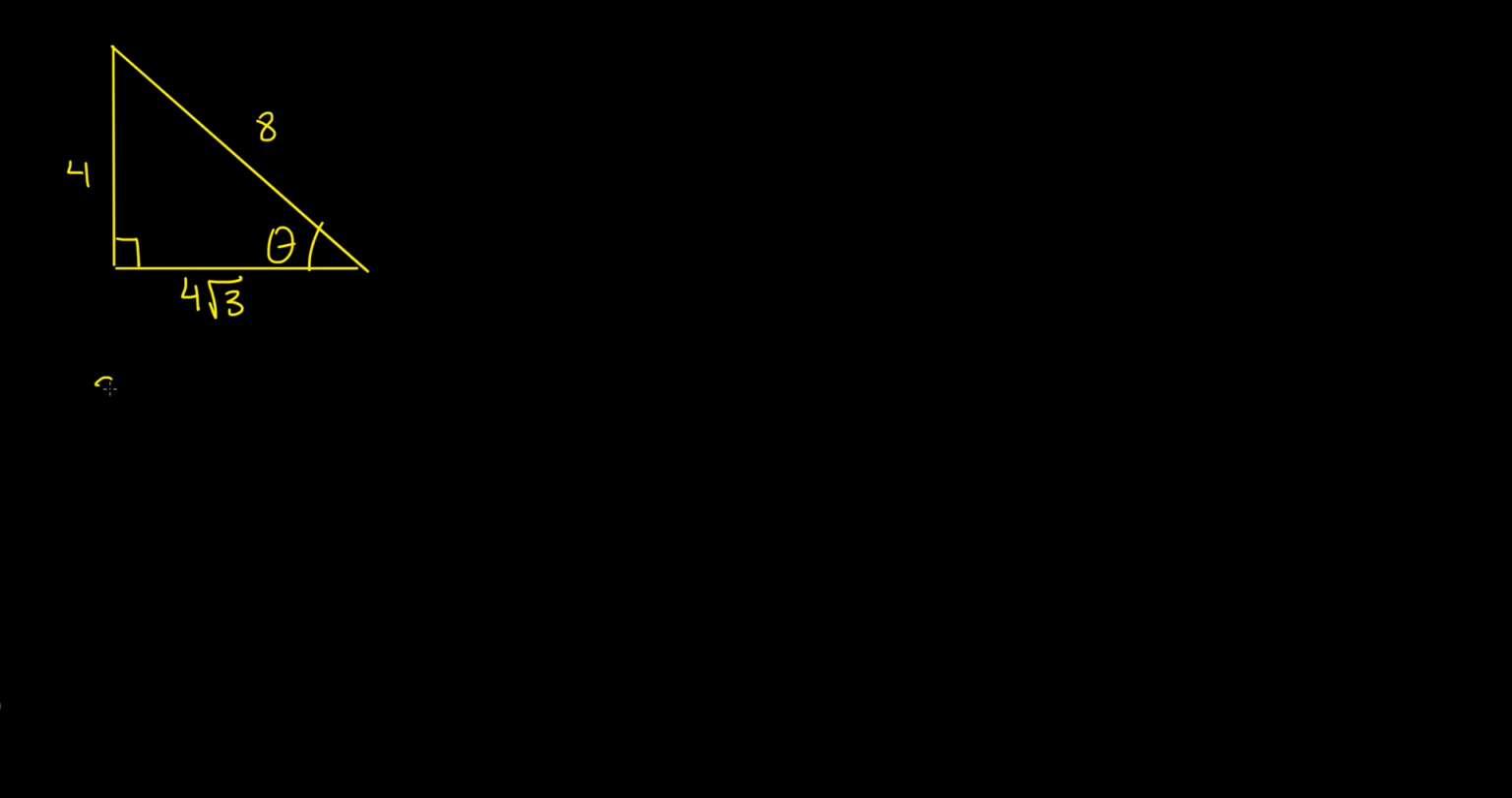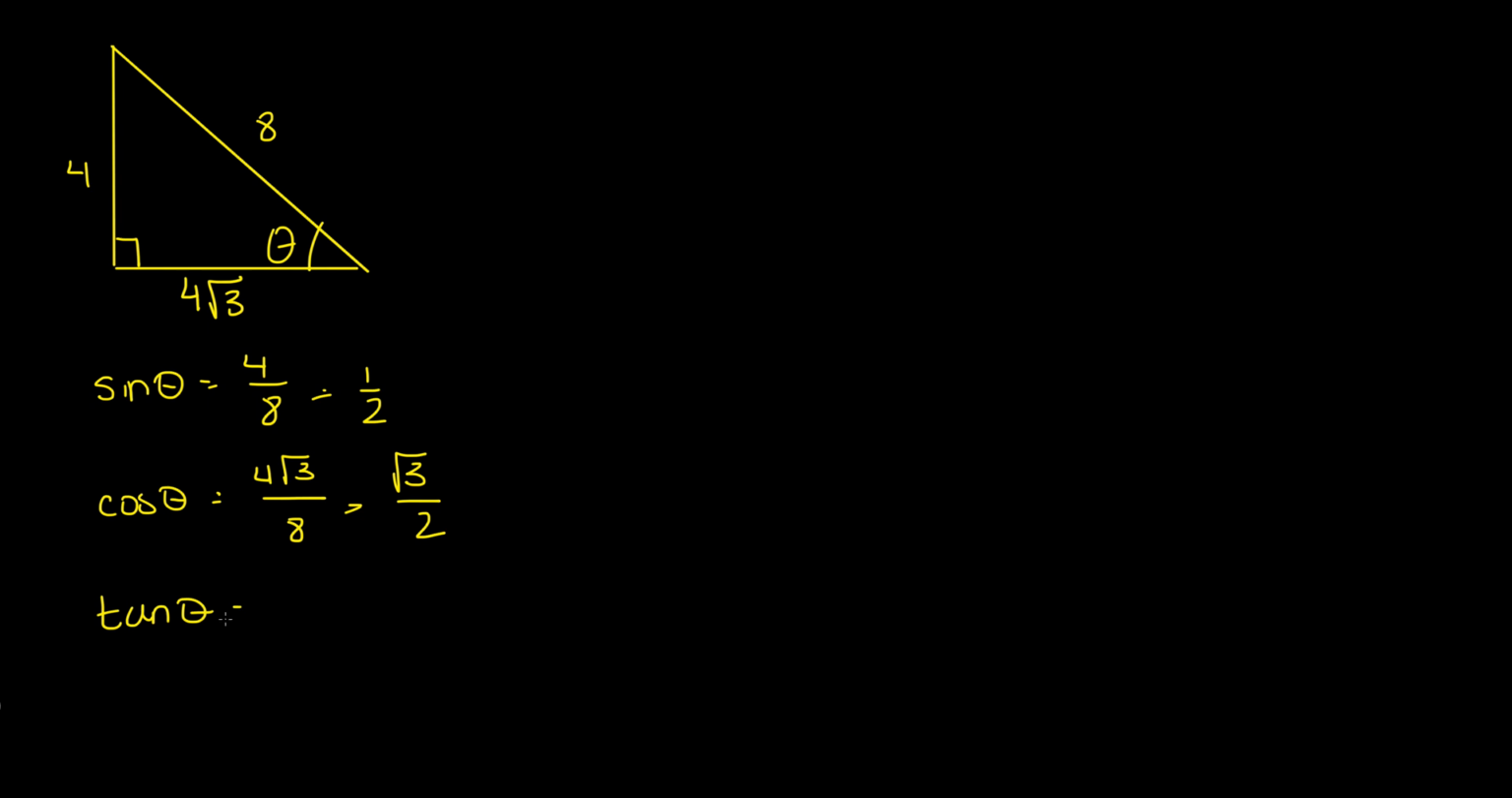And if I were to look at this, I'm going to do sine of theta, which is opposite over hypotenuse, which is going to be 1/2. Then we have cosine of theta, which is going to be adjacent, 4 root 3 over 8. That simplifies to root 3 over 2.